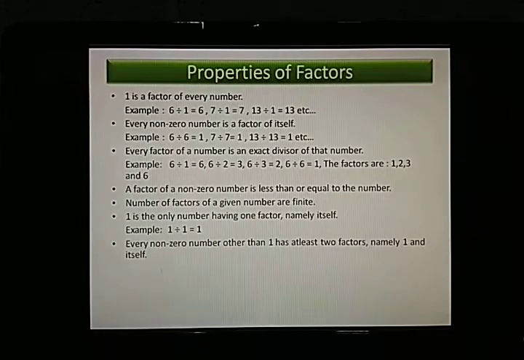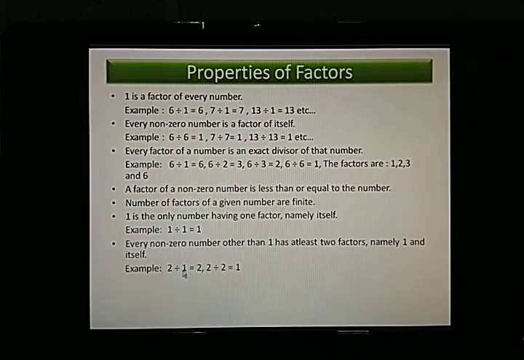Now the next property is that every non-zero number other than 1 has at least 2 factors, namely 1 and itself. Other than 1, all the numbers will have more than one factor. For example, 2 has 2 factors, that is 1 and 2. If it is 3, then it will be 1 and 3. If it is 4, then it will be 1, 2 and 4.